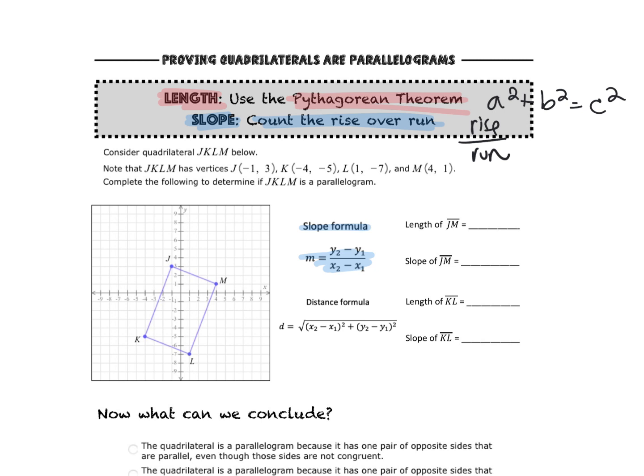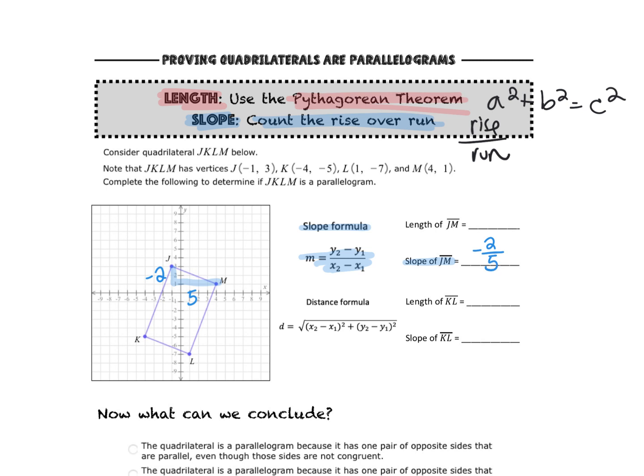So if I count the slope, let's do the slope of JM first. Remember, I'm going to start at J, and I'm going to count how many down and how many right I went. If I count how many boxes I went down, 2, so I'll call that -2. And I went right 5 boxes, so I'll call that +5. So I know the slope of JM is -2/5.